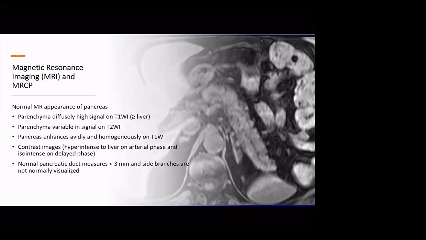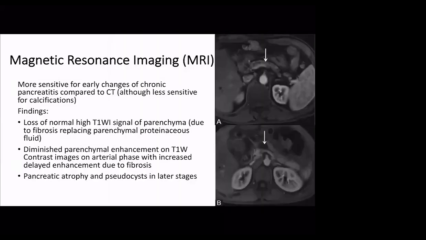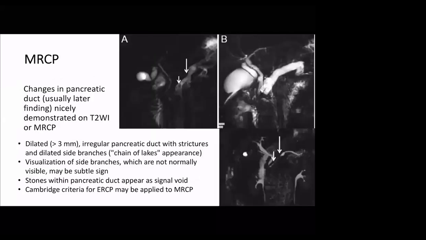النورمال pancreatic duct measurement، مثل ما نعرف، إنه تكون أقل من 3 ملم. The MRI is more sensitive for early changes of chronic pancreatitis compared to the CT. الفايندنج اللي نشوفها بالMRI هي loss of normal high T1 signal of the parenchyma due to fibrosis replacing the parenchymal proteinaceous fluid, diminished parenchymal enhancement on T1 weighted image, contrast image on arterial phase with increased delayed enhancement due to fibrosis. Pancreatic atrophy and pseudocysts نشوفها بالlater stages.